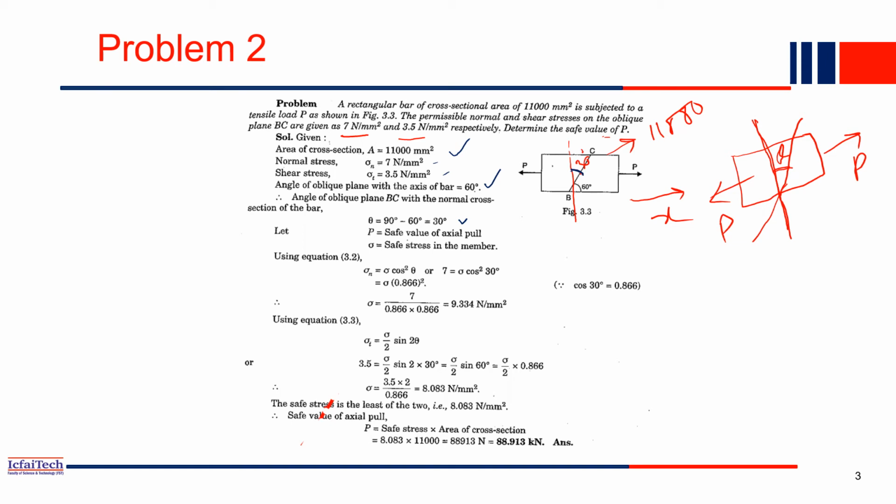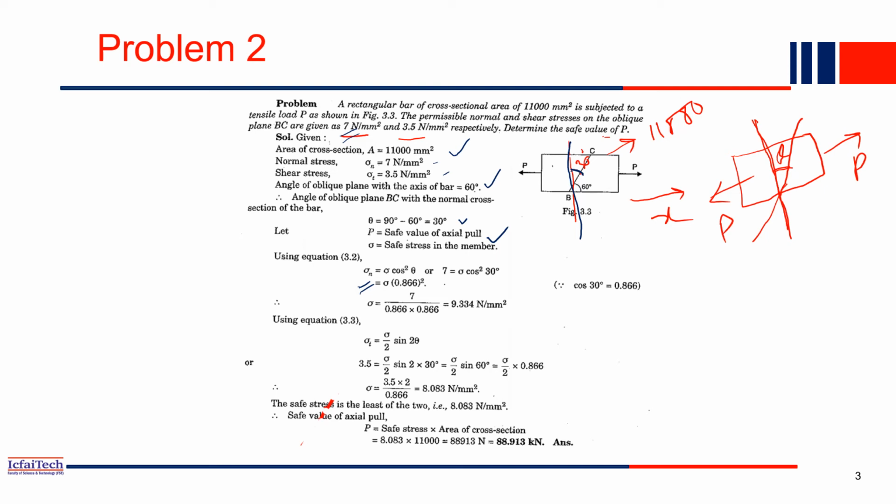P is the safe value. Sigma is the stress on this member. We considered sigma in this vertical member. So what is the normal stress on this oblique plane, as per our equation? Sigma n is equal to sigma cos square theta. Sigma n is given to you, that is 7. So just substitute 7.